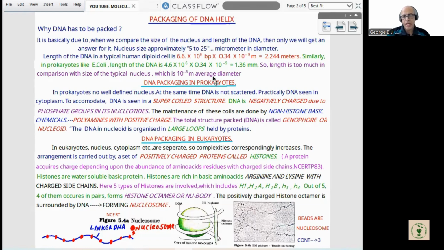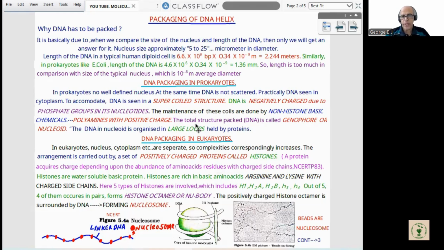So you can guess how it has to be arranged. That is why such a heading came, packaging of DNA helix. I think that calculation is clear. It is important, direct NCERT theory and numerical question. Now, DNA packaging in prokaryotes.